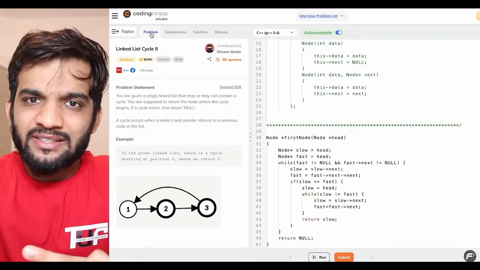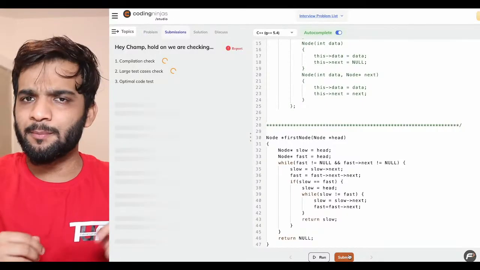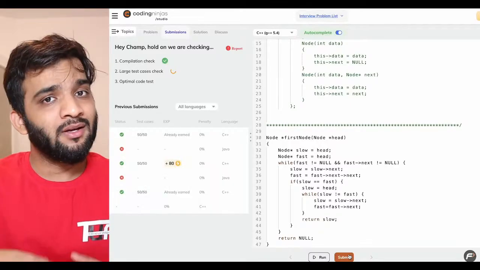So without wasting time, let's quickly get back into the code editor. It's the exact same code. I'll hit the submit button and it will be submitted. In case you want to try out the Java code, it's very simple.